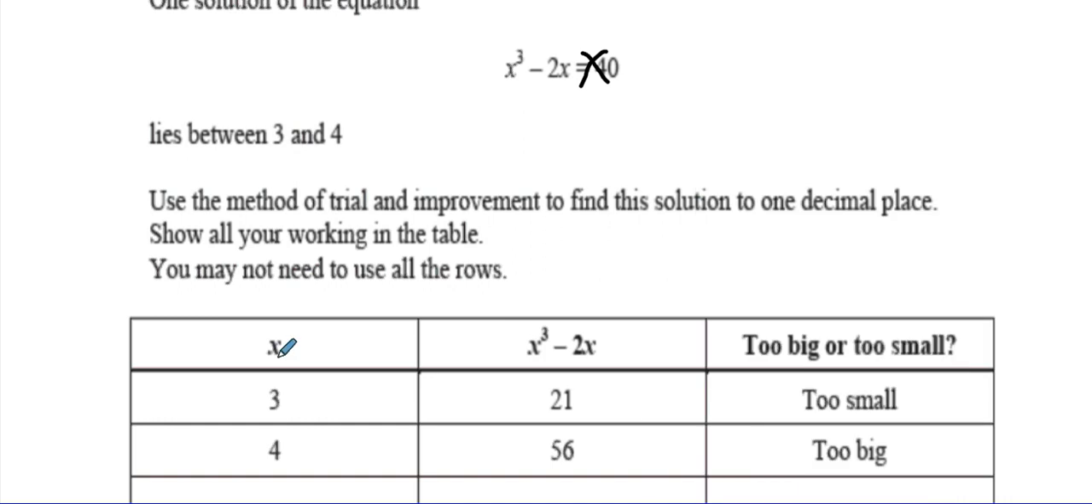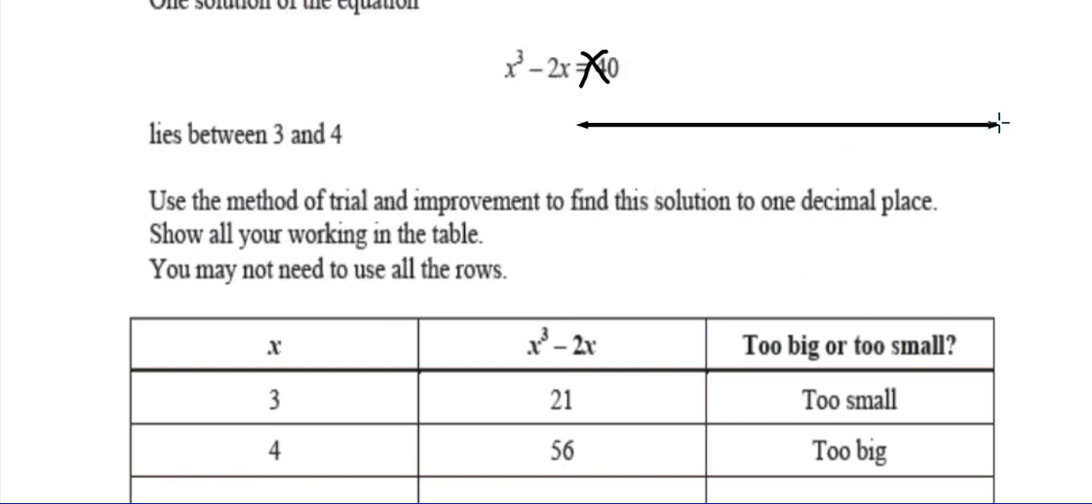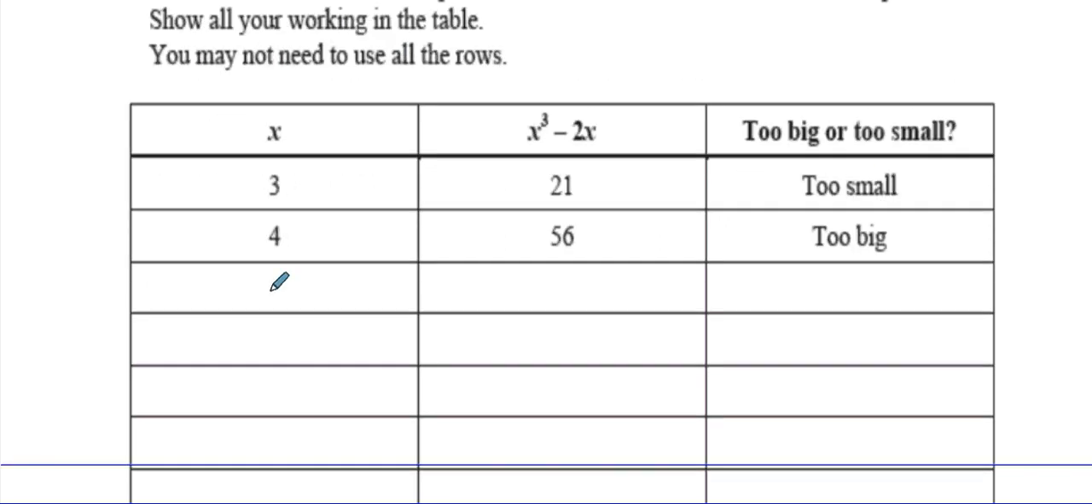Okay. Now let us try the numbers which are between 3 and 4. So we have 3 here, we have 4 here. So try the number which is exactly halfway between 3 and 4. That number is 3.5. Okay, so you try 3.5 over here.